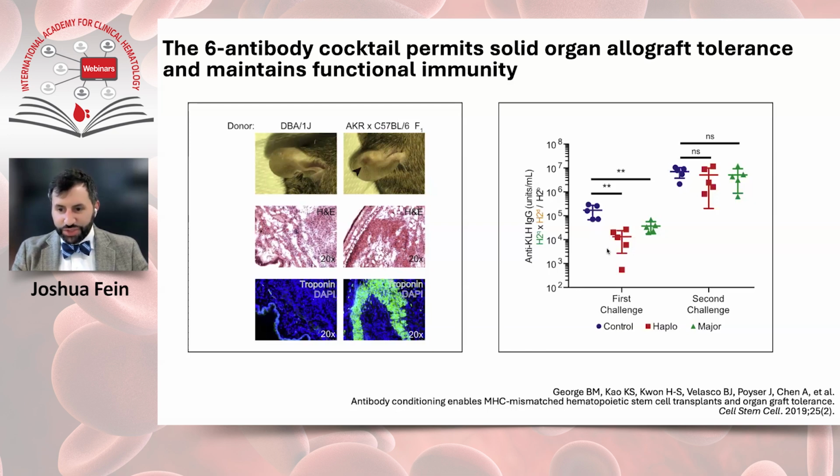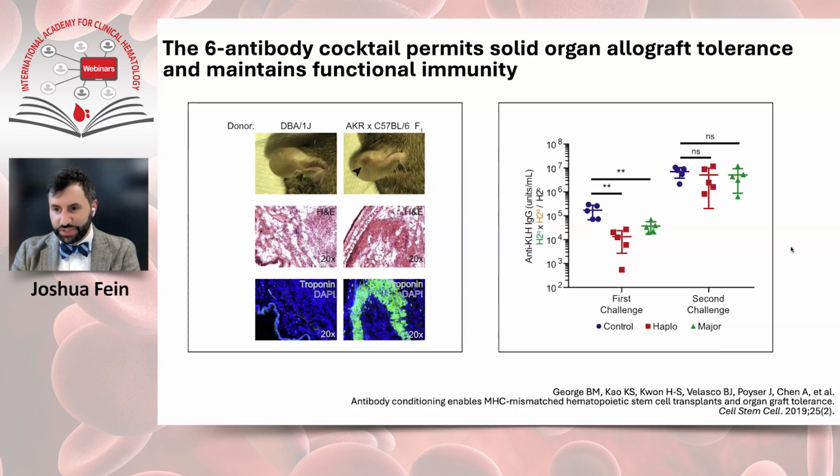They challenged the mice with various infectious challenges, and this was actually in the control setting. You had a response, but you had a lower response initially after the first challenge in this mixed chimerism setting. But by the second challenge, these patients had a normal immune response.